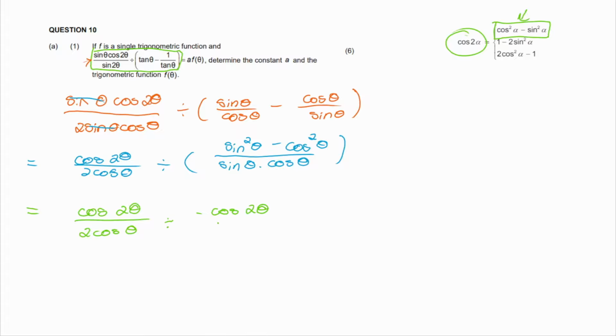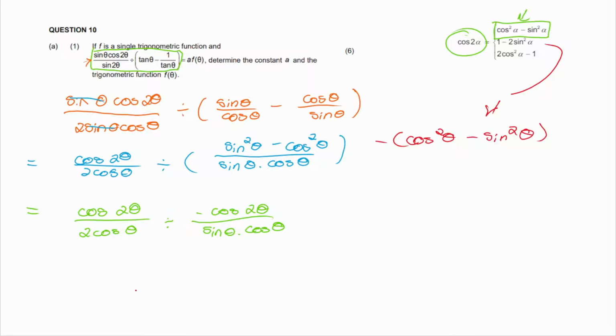Okay, negative cos 2 theta over sine theta times cos theta. I hope that makes sense. If we take out a negative in front, we're just going to get cos squared theta minus sine squared theta. Then this thing is just that, but with a negative in front. So what can we do now?